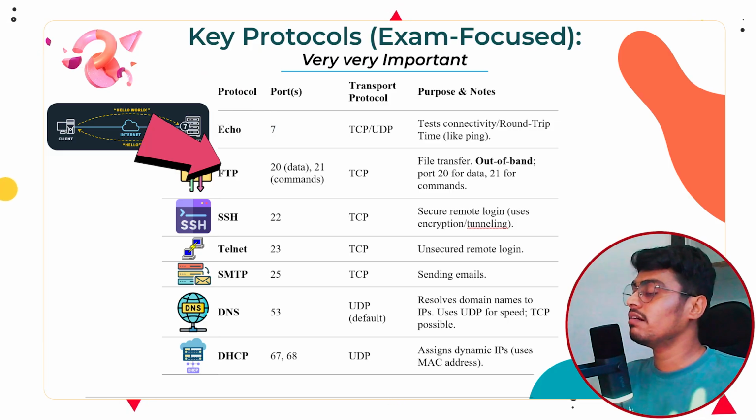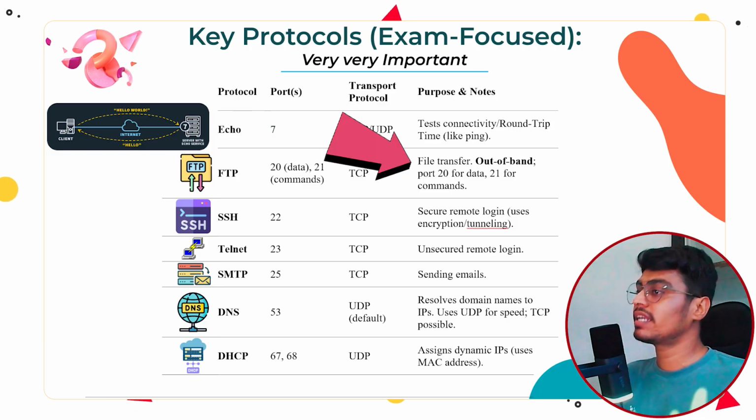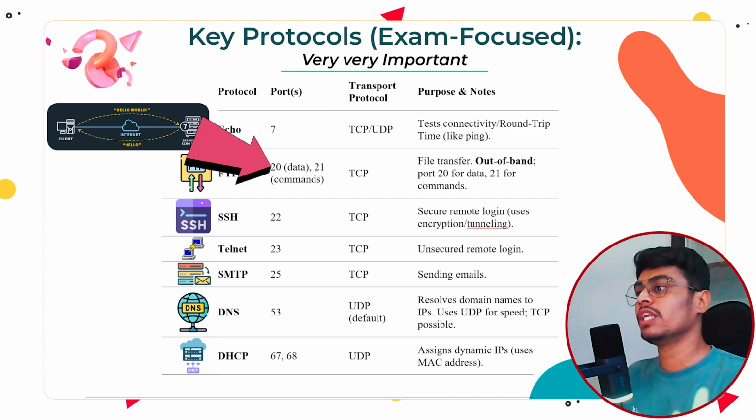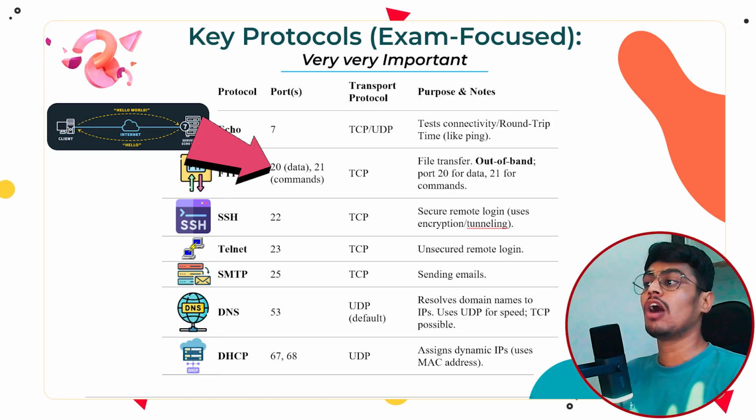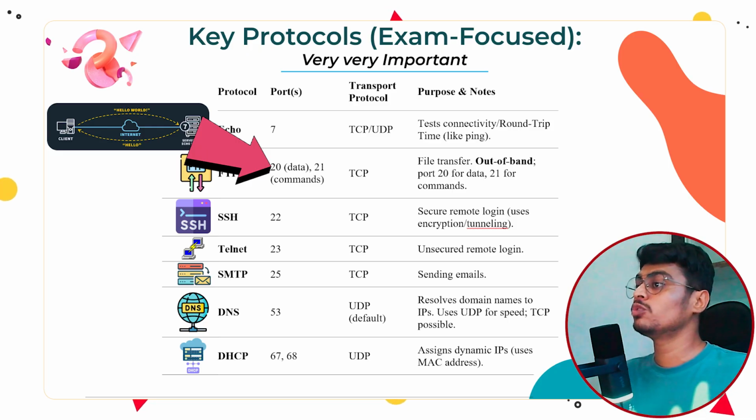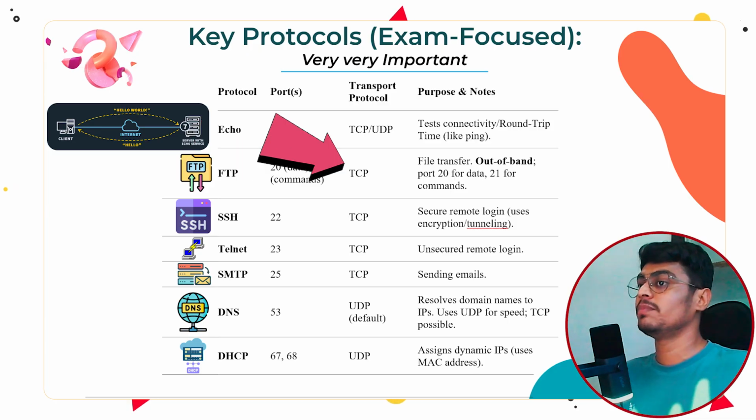Now the second protocol is FTP, file transfer protocol. If you want to transfer files, we use the FTP protocol. In this we have port numbers 20 and 21. Now you will ask, how come two port numbers for one protocol? FTP is an out of band protocol, meaning for data it uses port 20 and port 21 is used for commands, the command controls. For sending all these commands we use port number 21, and to transfer data we use port 20. It uses TCP because reliability is needed; complete files should be transferred.